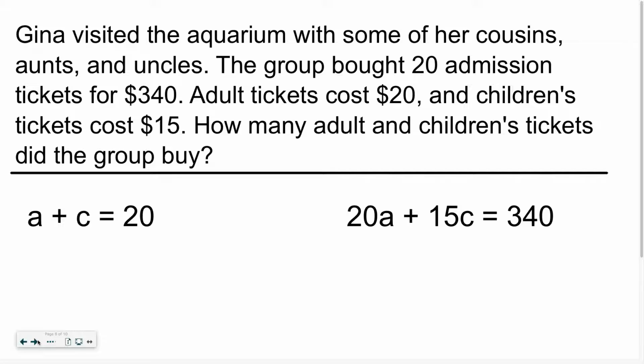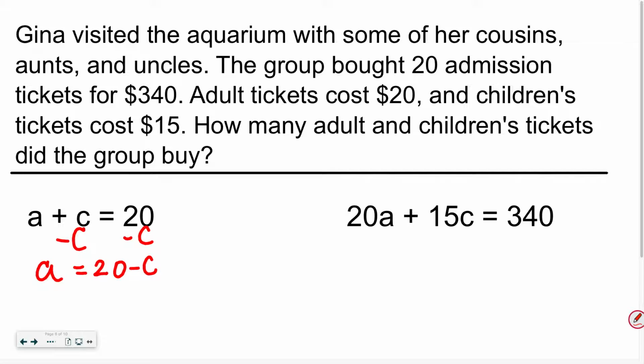If we use this first equation, this one's a little bit easier to isolate a variable rather than this one. Does it matter which variable we isolate here? No. So you want to subtract C from both sides. And what is A equal to now? 20 minus C. Okay, so now we know that A is the same as 20 minus C.